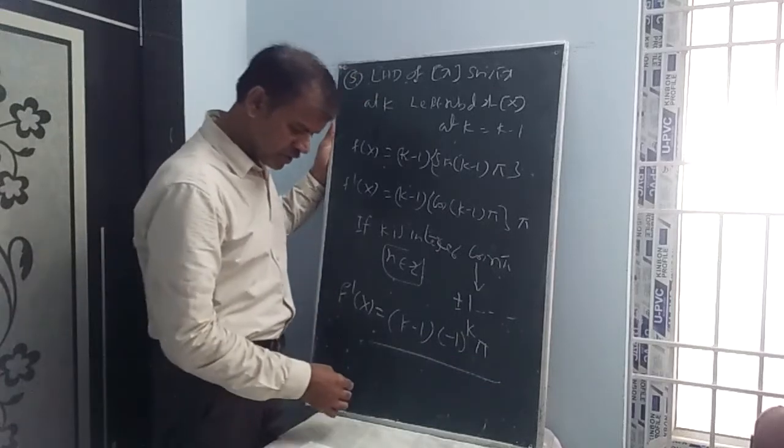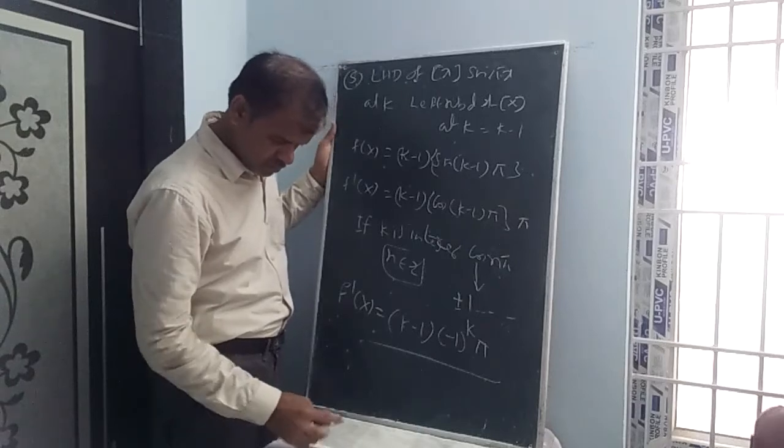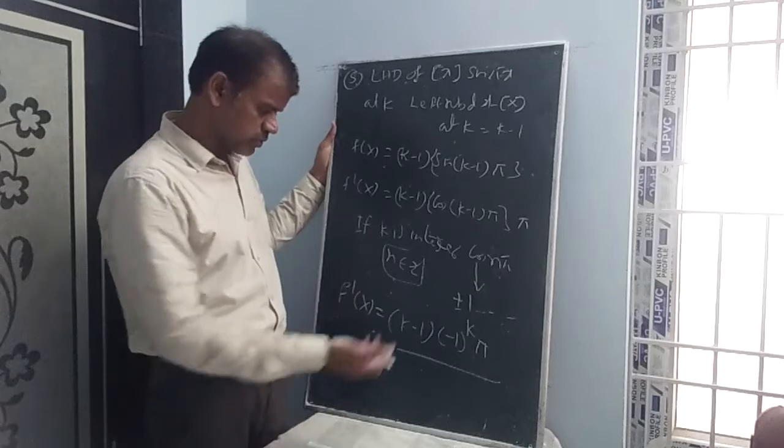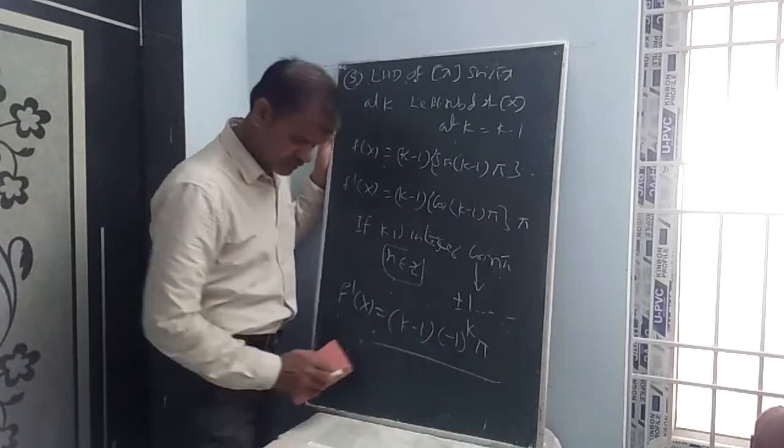So k minus 1 into pi. The first option he gave: minus 1 whole power k into k minus 1 pi. Yes, the first option is the right answer.